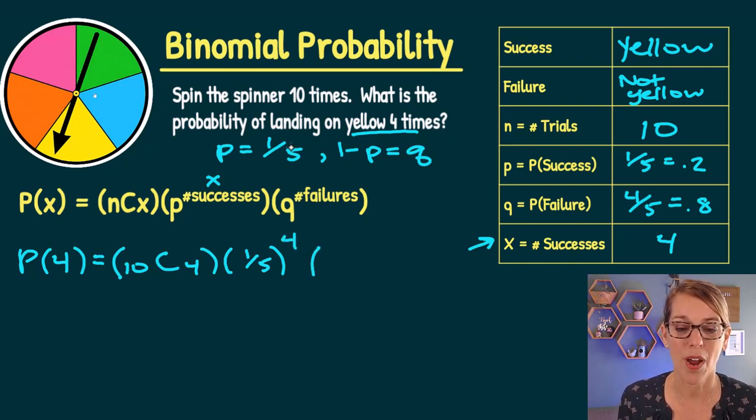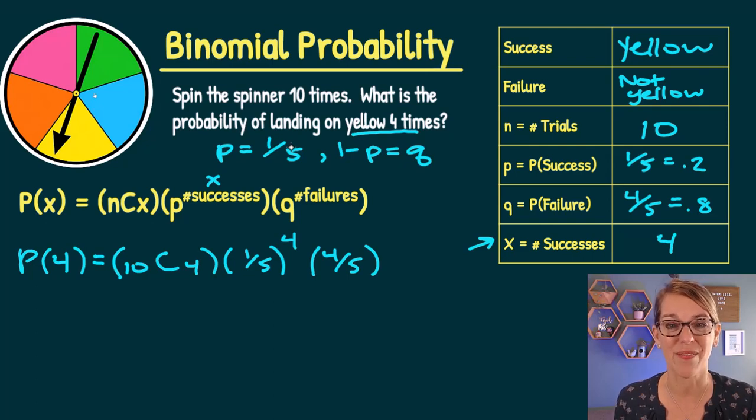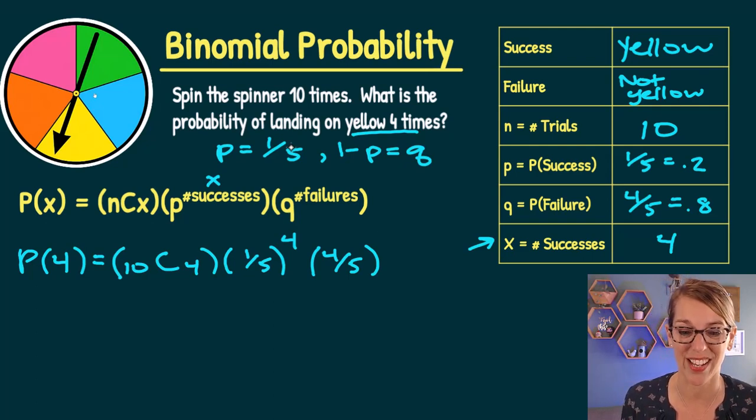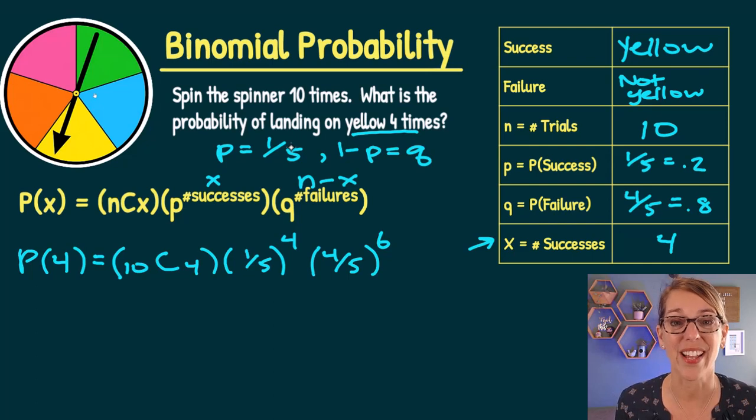And then I've got the probability of getting a failure or not a yellow, and that's going to be 4/5 raised to the rest of the spins. If I'm trying for 4 yellows out of the 10, that means that I've got 6 non-yellows. So that's going to be a 6. We can also express this number of failures as n, the total number of spins, minus the number of yellows.